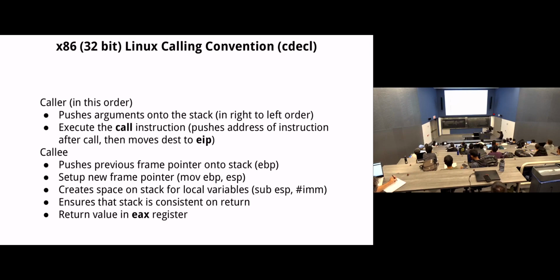Because when we call that, we're calling a callee's address. So now we are in callee. After this step, the EIP points to callee. We are in callee. Then the callee will do the following things.